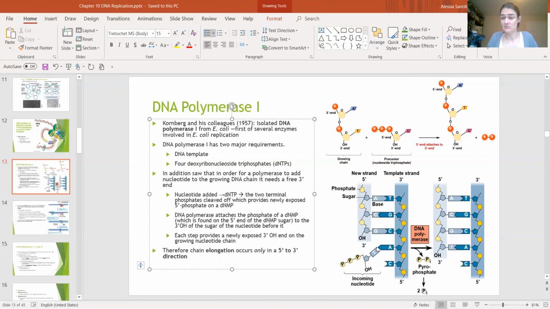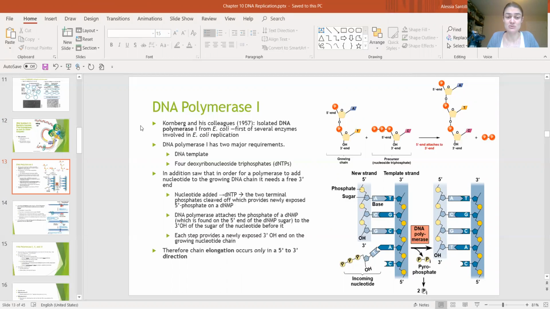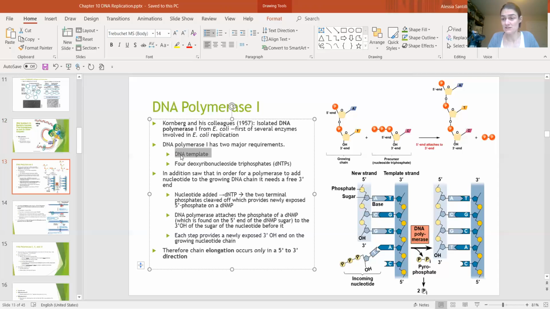He called it DNA polymerase 1 just because that's the first one that we discovered. DNA polymerase 1 had 2 requirements. First off, it needed a DNA template. It needed one single-stranded DNA that it could read, and then it could add the complementary nucleotides onto it. And then it also needed 4 deoxyribonucleotide triphosphates, so dNTPs.